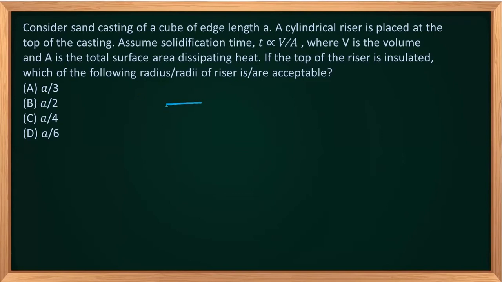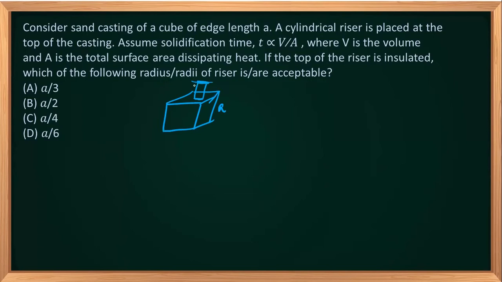So there is a cube, and above the top we have a riser, which is cylindrical. Now this edge is A, and we don't know the dimensions of the riser. But we know that this top surface is insulated, so there is no heat transfer happening on it. And the face where we place it on the casting is also not going to take part in heat transfer. So only the peripheral face, the curved face, will have the heat dissipating capability, right?